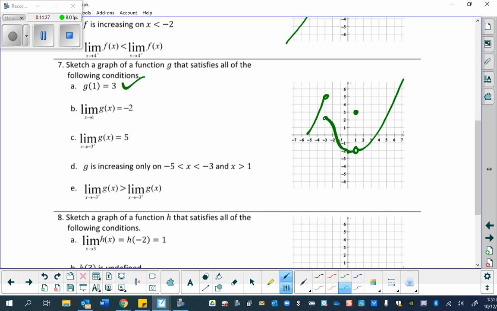Did I get them all? Input of 1, output of 3. As x approaches 1 from both sides, my limit is -2. As x approaches -3 from the positive, oh, that's wrong. As x approaches -3 from the positive, my limit's 5. So I erased the wrong part. This one says the limit is 5.